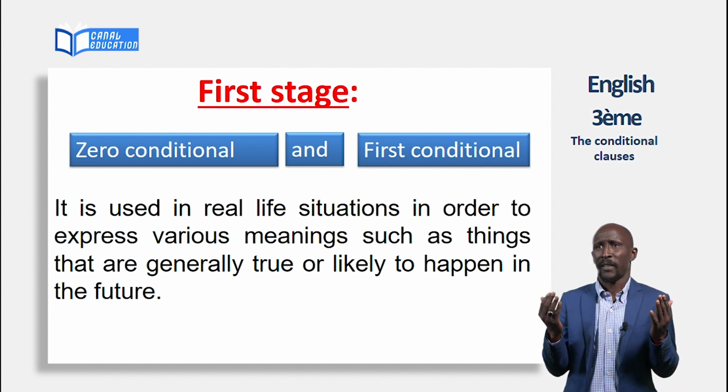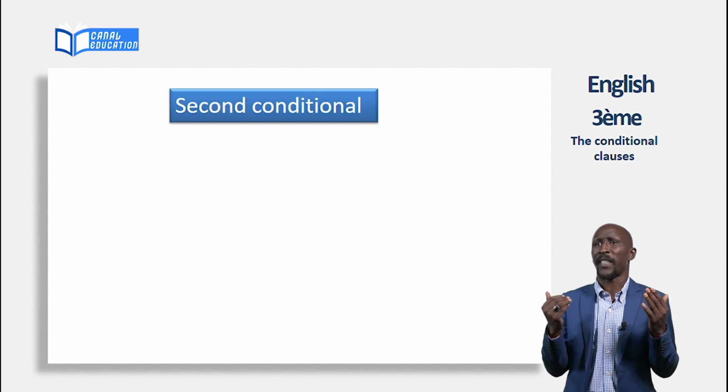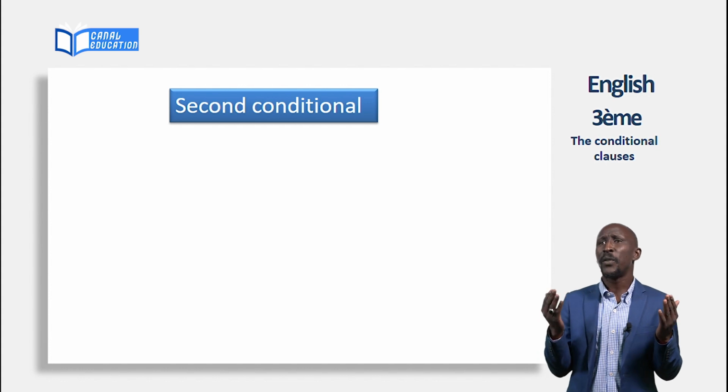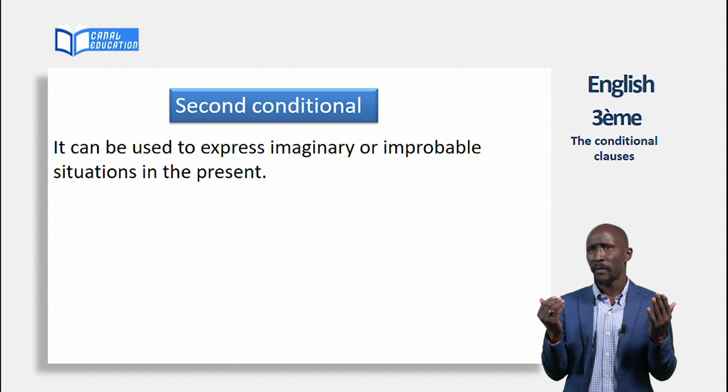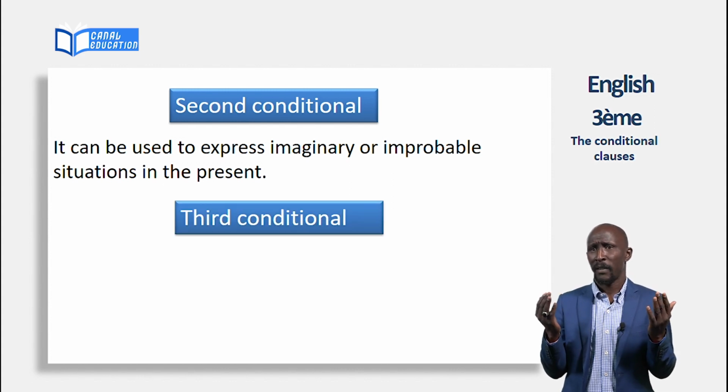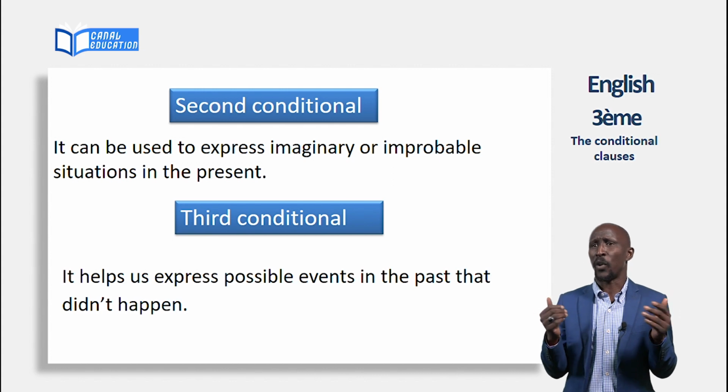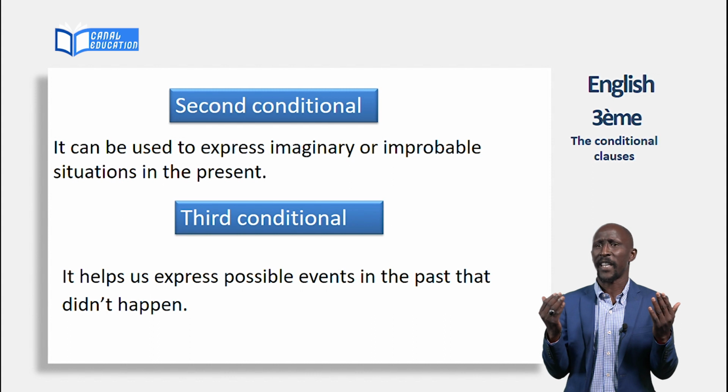Now, for this first level, we have this, and for the second level, it is the second conditional. It can be used to express imaginary or improbable situations in the present. And the third conditional deals with actions or events that help us express possible events in the past that did not happen.